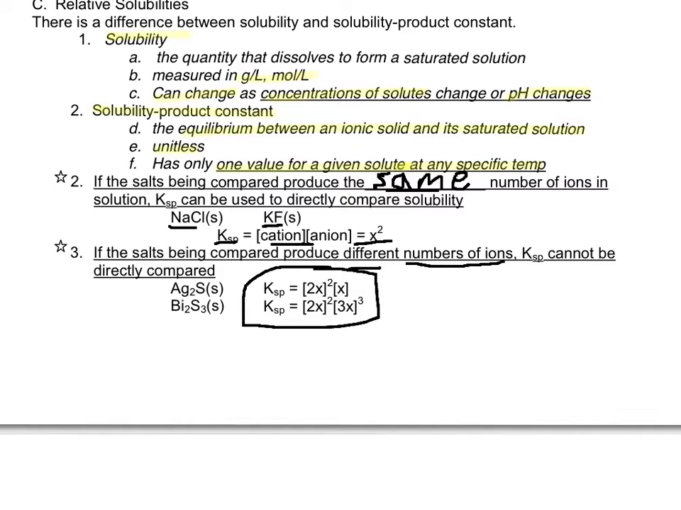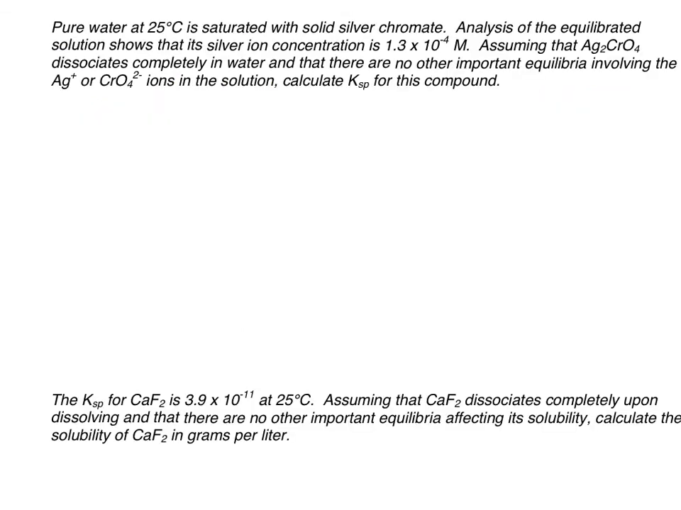So let's look at a couple of examples of equilibrium problems dealing with solubility. First, we're going to calculate the KSP for a compound, then we're going to use the KSP to figure out the solubility. So we're going to do it either way. Looking at this first example, we have some silver chromate that's dissolving into water. It tells us it's a saturated solution, and it tells us the concentration of the silver ion in the saturated solution.